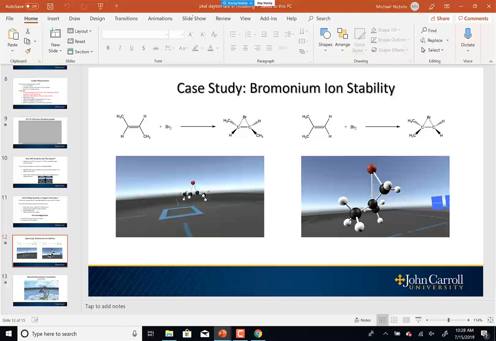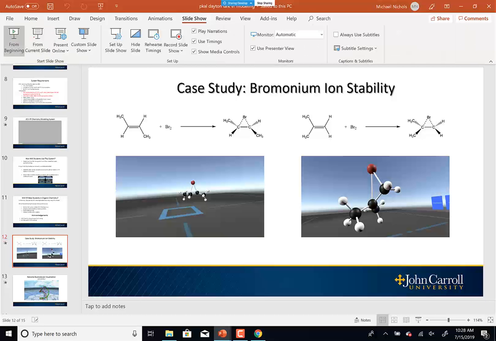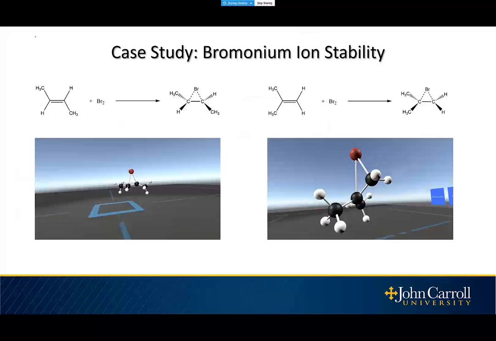Okay. So let me show you an example here of looking at the bromonium ion stability. Here are two bromonium ions that I could make, draw on the computer, and then I could put them in virtual reality, which we may play around with as the semester goes.